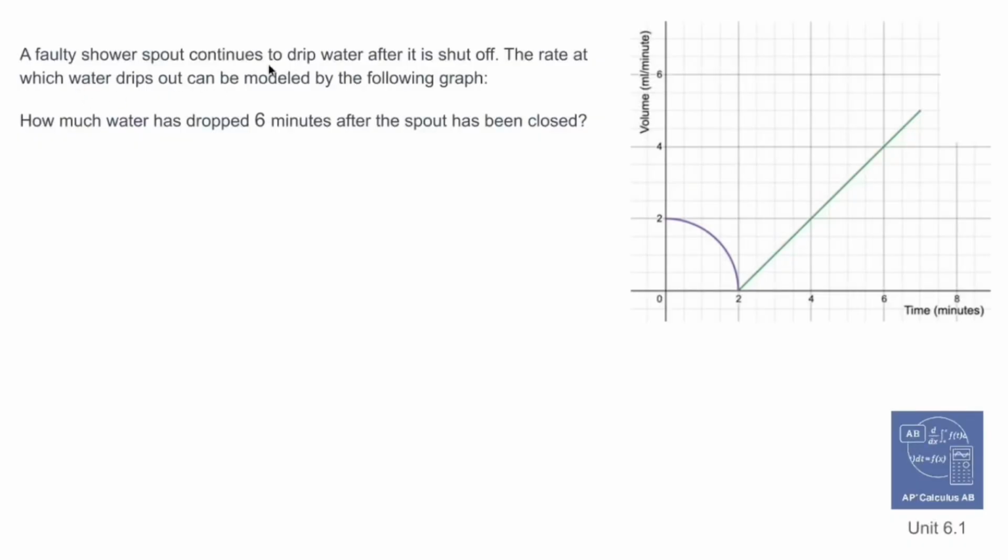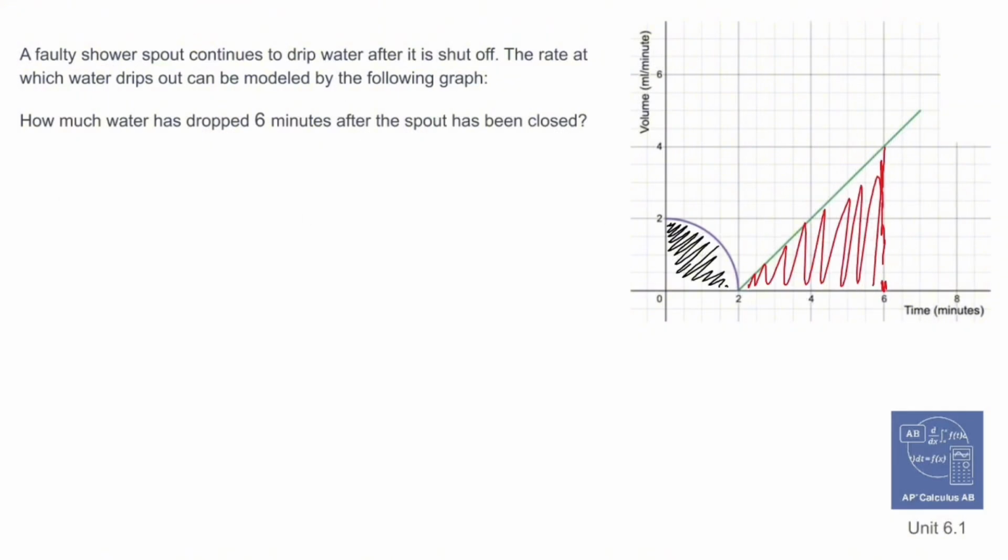A faulty shower spout continues to drip water after it's shut off. My goodness, the rate at which the water drips out can be modeled by the following graph here. Now, this is the rate, and I guess that's milliliters per minute. How much water has dripped 6 minutes after the spout has been closed? Well, in order to do that, you are finding the area under the curve. And we care about 6 minutes. So I'm going to find the area of that quarter circle right there. And I'm going to find the area of what appears to be this triangle right here.